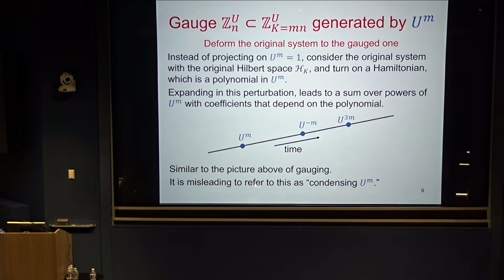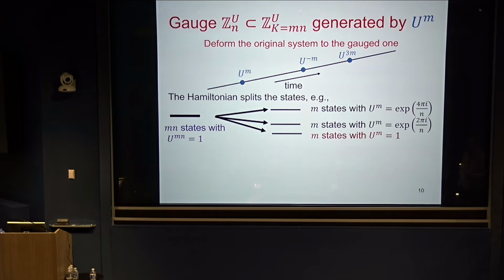I emphasize it would be absurd, it would even be perverse to say that what we have is condensation of the operator u to the m. That's not what we have here. Whatever we have is not condensation of u to the m. U to the m, yes, is some operator that exists here. No symmetry is spontaneously broken. We're in quantum mechanics with a k-dimensional Hilbert space. So nothing condenses here. So let's look at the Hilbert space in more detail.